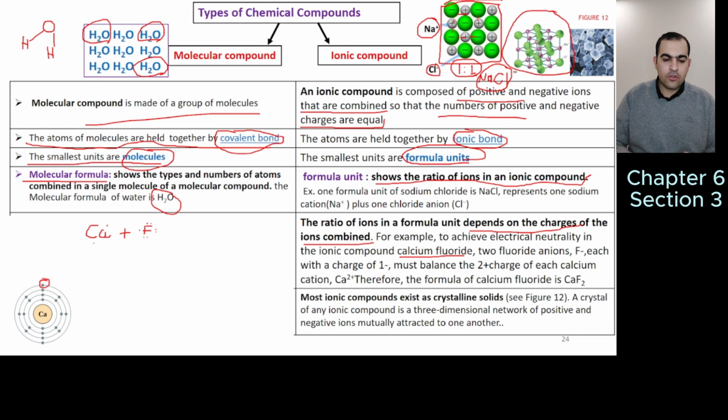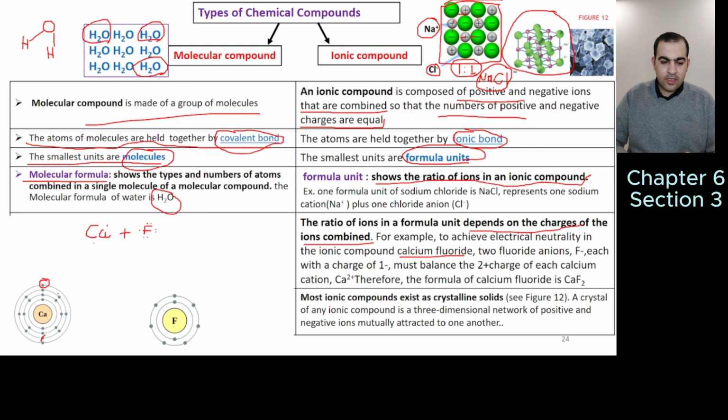Calcium, guys, look, it has how many valence electrons? It has 2 valence electrons. To become 8, it needs to lose its 2 valence electrons, right? This is the valence electron. And chlorine, it has how many? 7 valence electrons. To become 8 it needs 1 electron. Calcium, to become 8, is going to lose those 2 valence electrons.